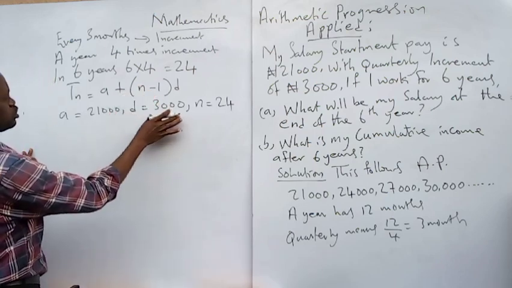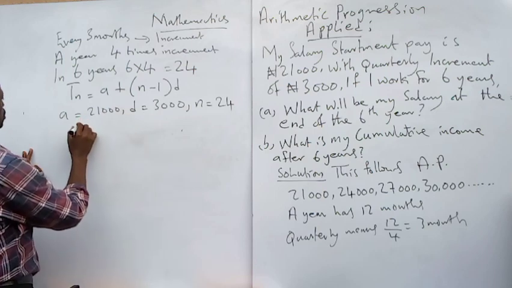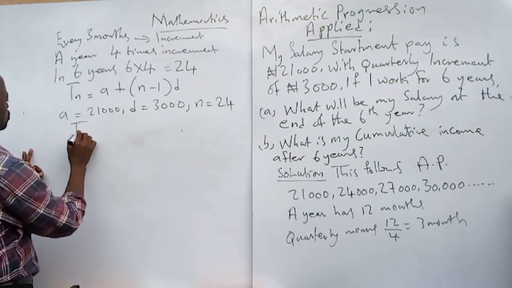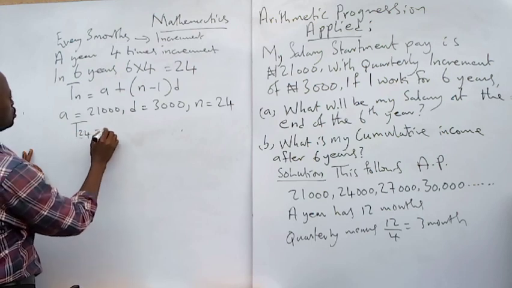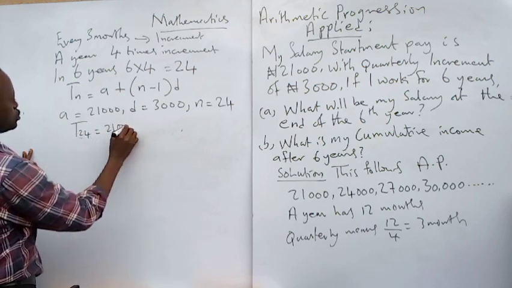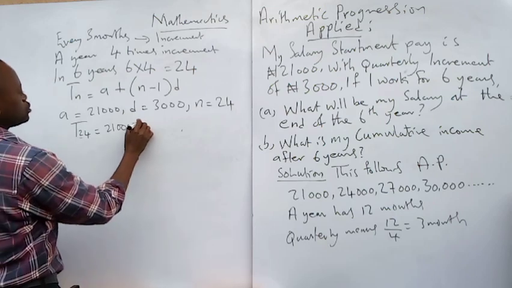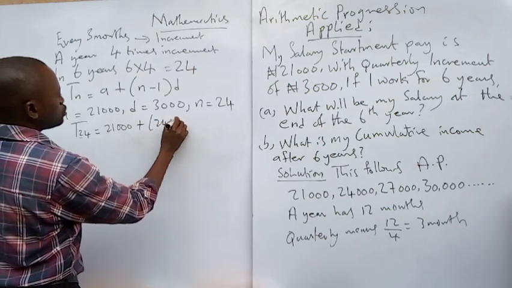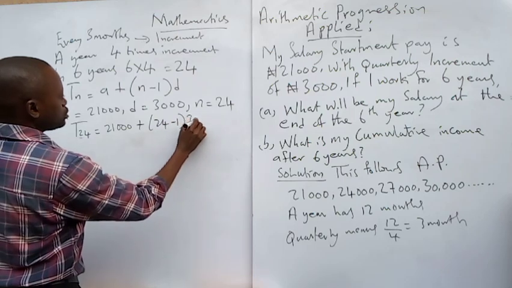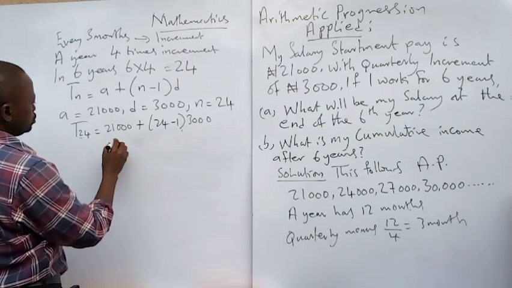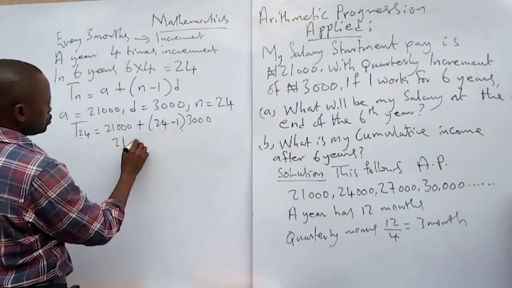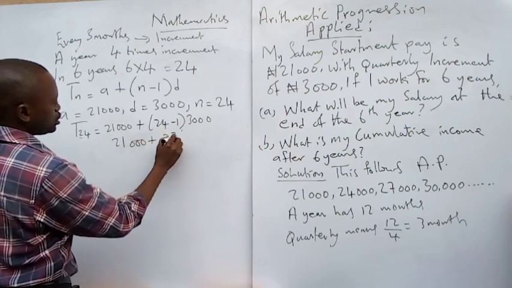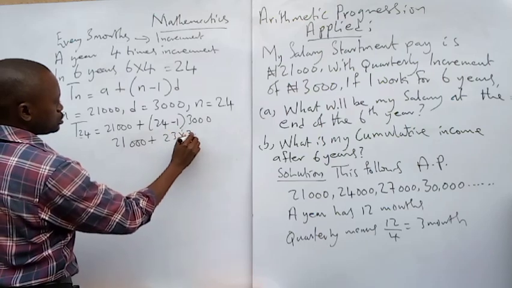We can put all this information inside this place and get what it is. Then T24 is 21,000 plus bracket 24 minus 1, then 3,000. This is 21,000 plus, this will be 23 times 3,000.